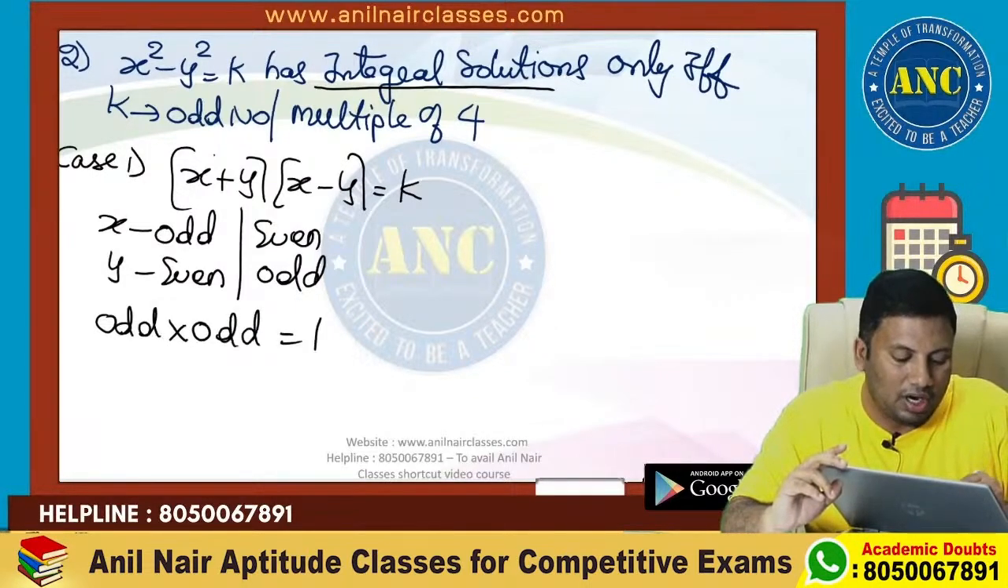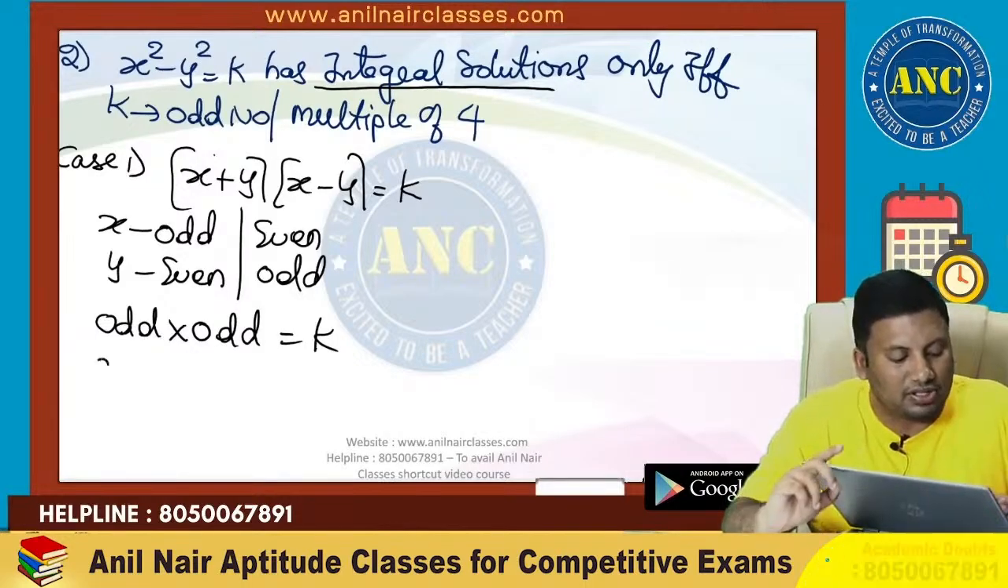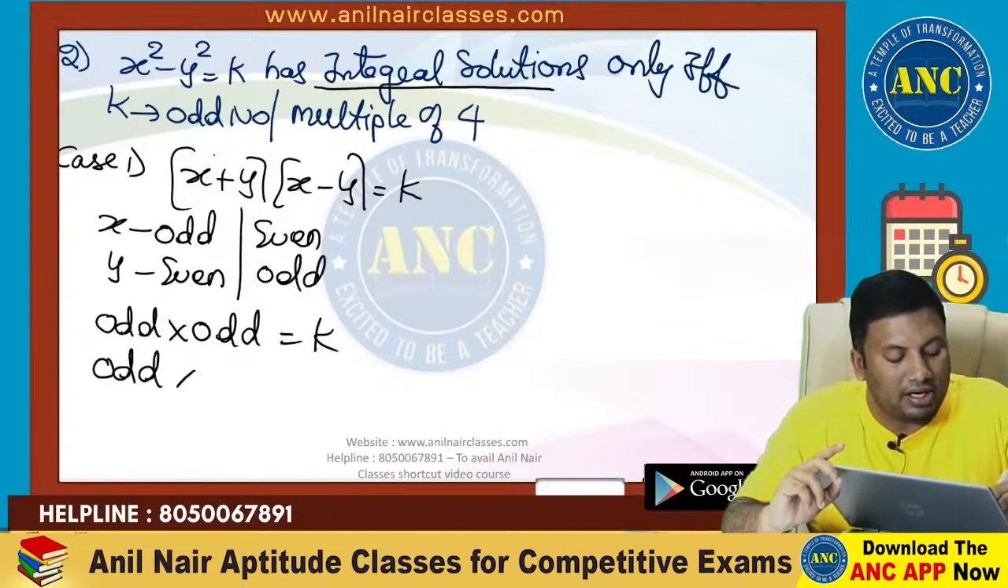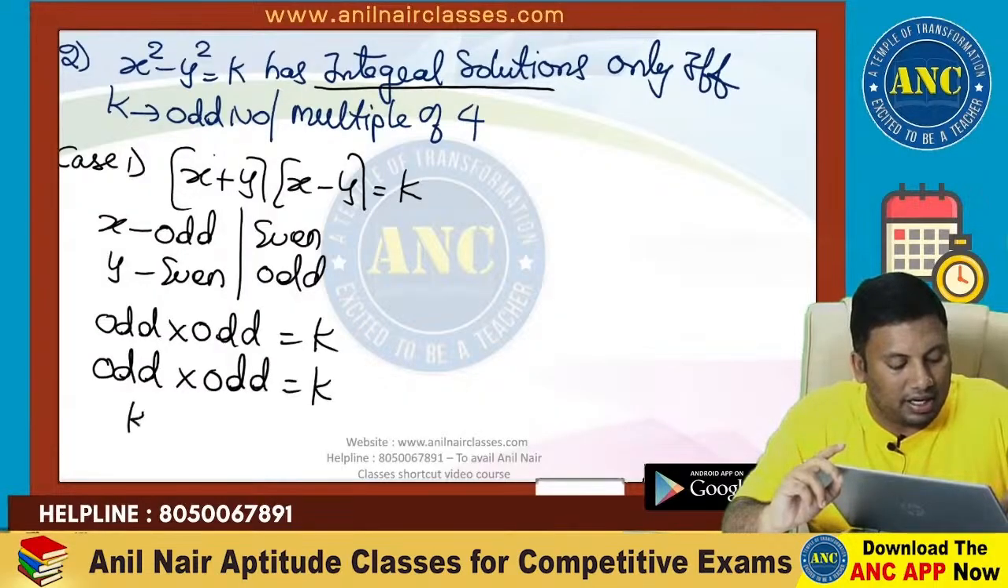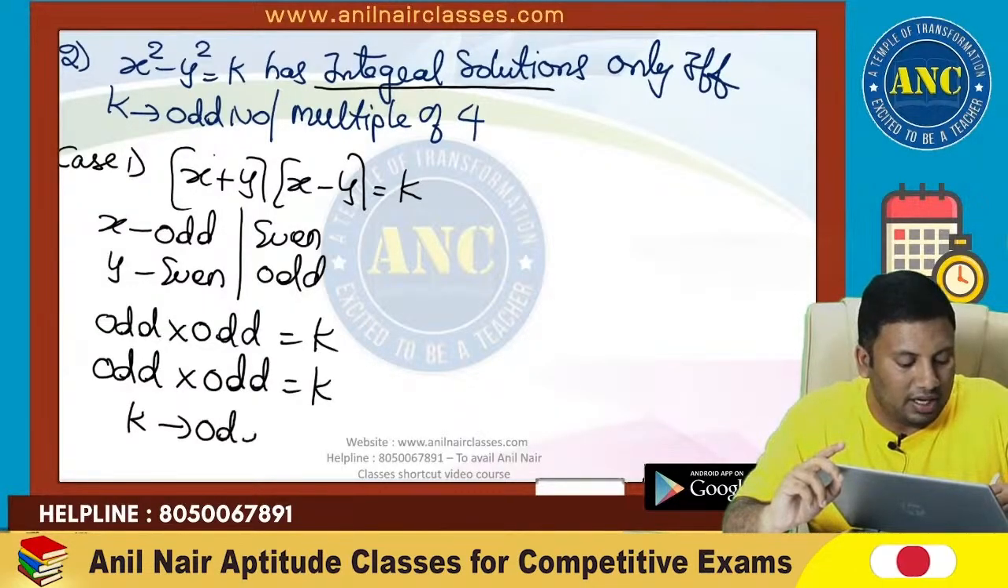So odd into odd is odd. Even plus odd is odd. Even minus odd is odd. Odd into odd is odd. So k will be an odd number.